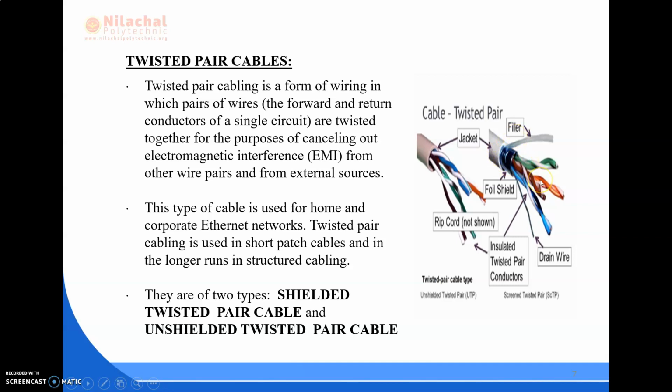So first we have the insulated twisted pair conductor layer, then we have the foil shield over it, and finally we have a filter over this foil shield, and we have an outer coating or plastic coating that we call a jacket in the shielded twisted pair cable.